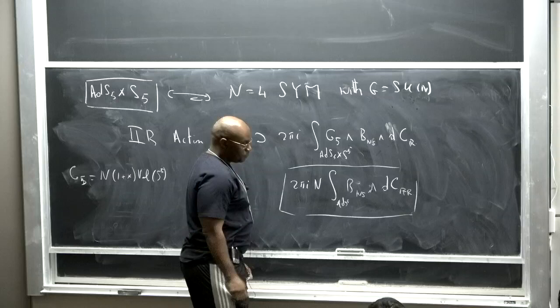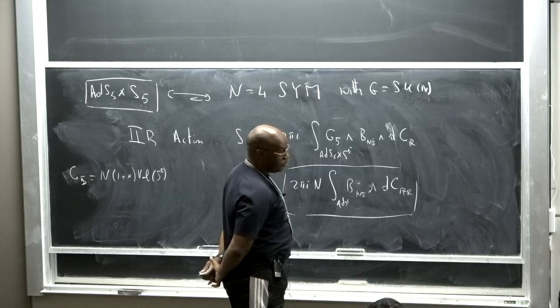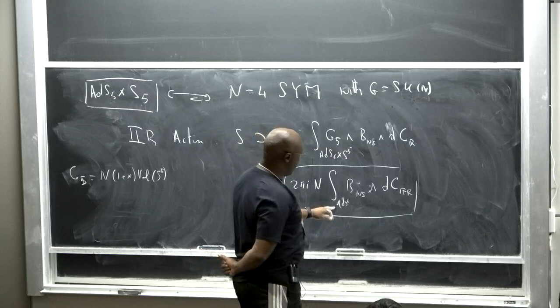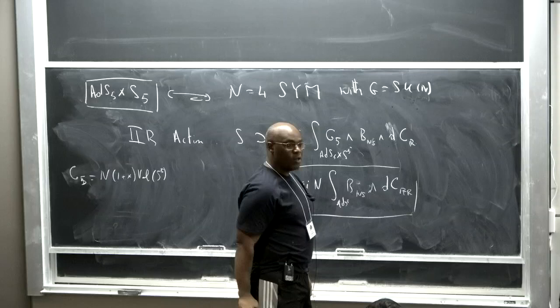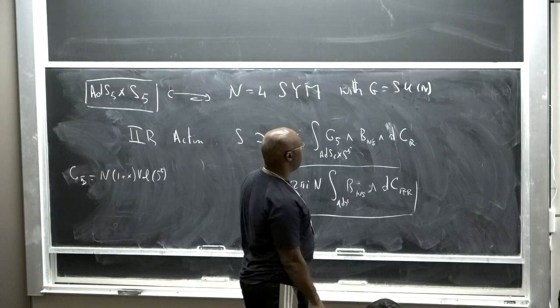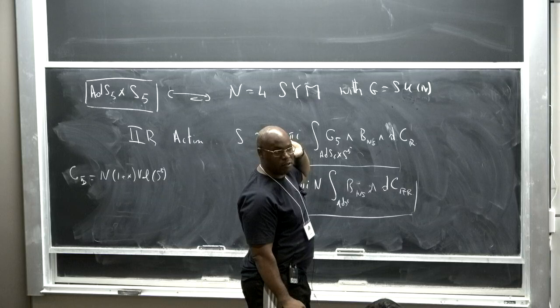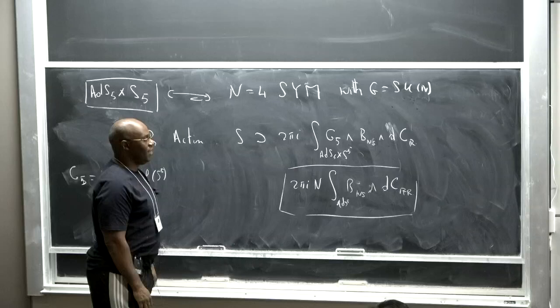So if you look at this action, there are several interesting things it should have. For one, as we just described, we do know now the operators associated to this generate for you the boundary operators, which are associated to the dyonic operators for N equals 4 super Yang-Mills. Any questions about that? Can you say that again?